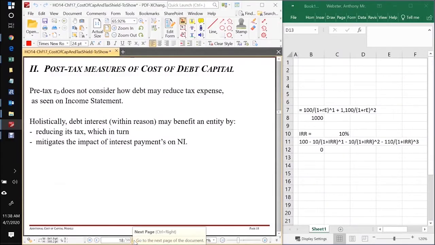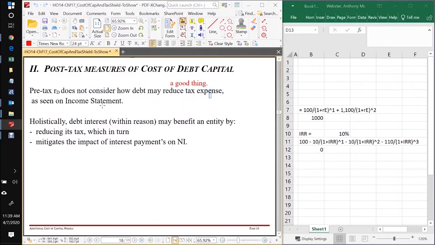In the last section, we looked at some pre-tax measures of cost of debt capital. Let's look now at some post-tax measures. The issue with our pre-tax cost of debt capital is it's not considering how debt may reduce our tax expense, and that's a good thing, right? Right, because that's going to help us boost our net income.